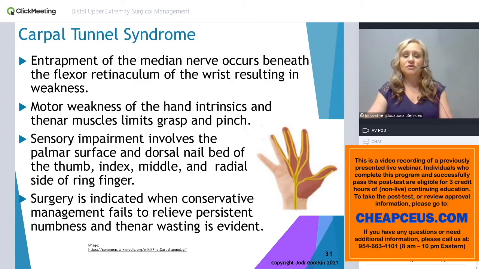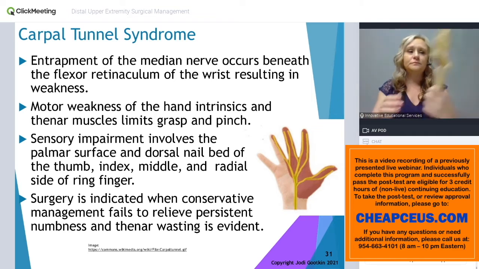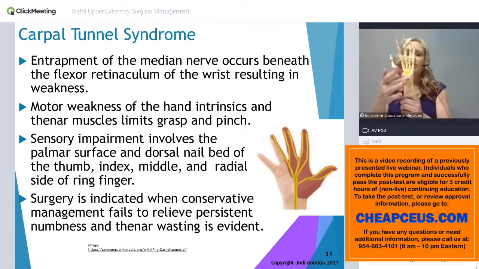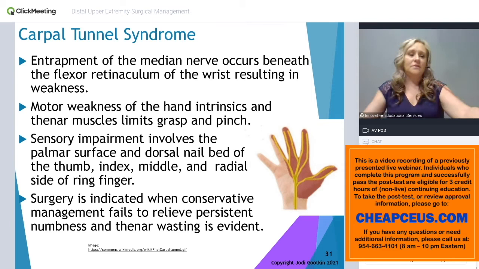Carpal tunnel syndrome can arise for many different reasons in our patients. It's that entrapment of the median nerve beneath the flexor retinaculum within the hand. When we have this compression of the median nerve as it passes through this retinaculum, we're going to have sensory changes and potentially sensory loss along the index, middle, and thumb region of the hand on the palmar surface.